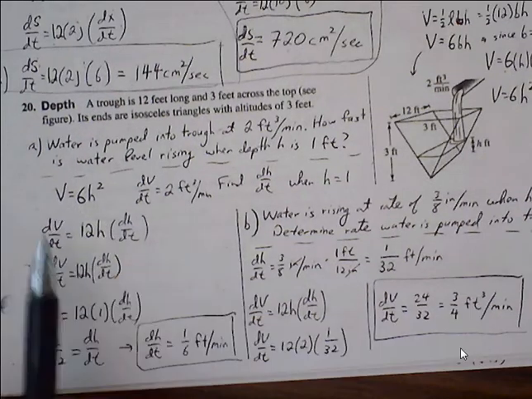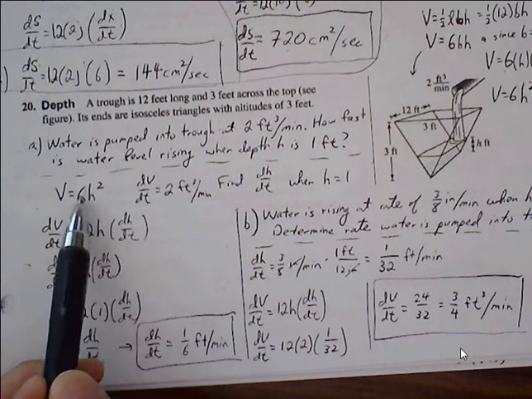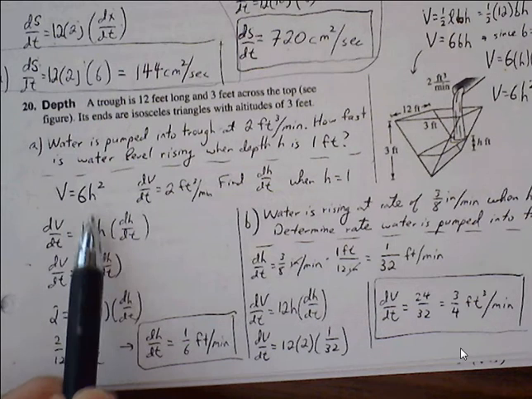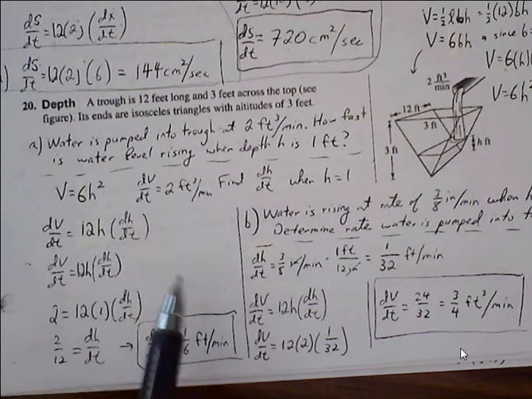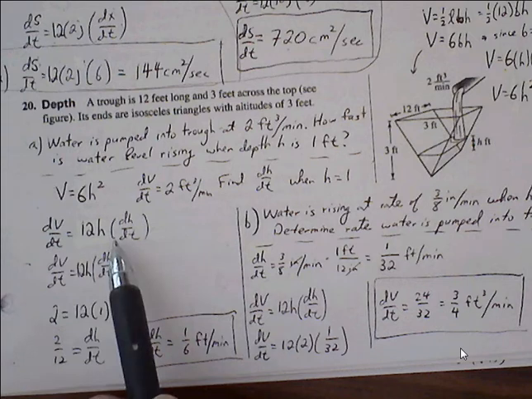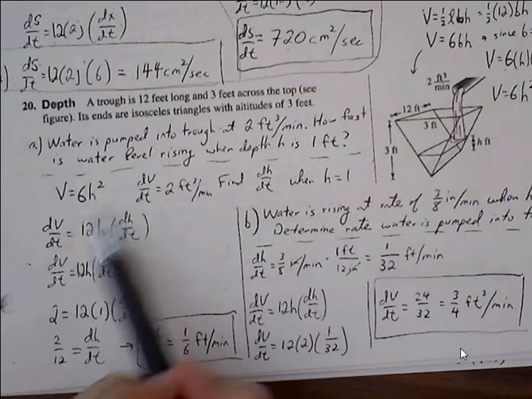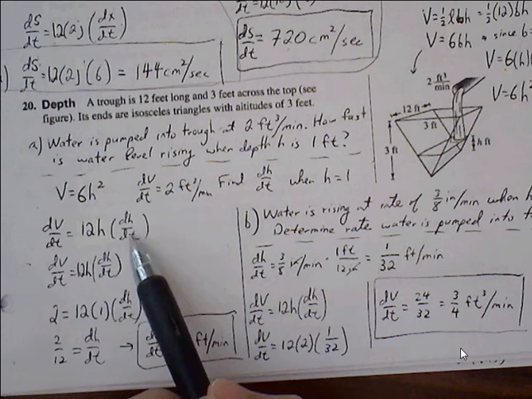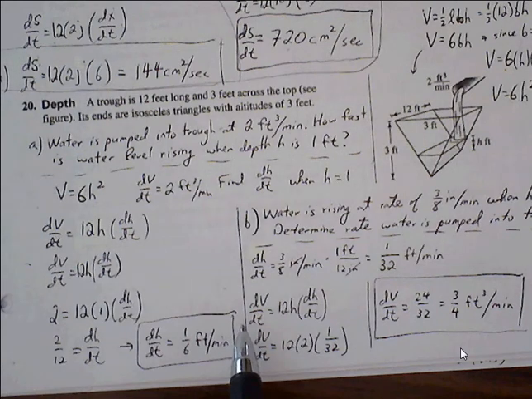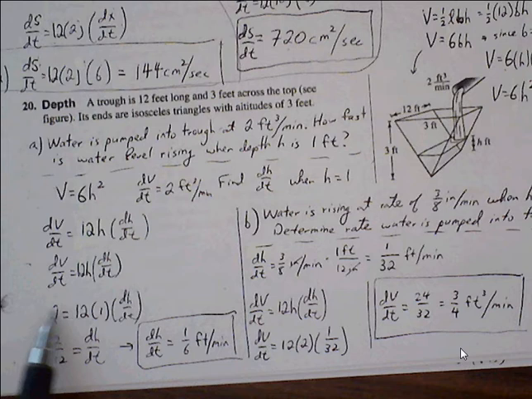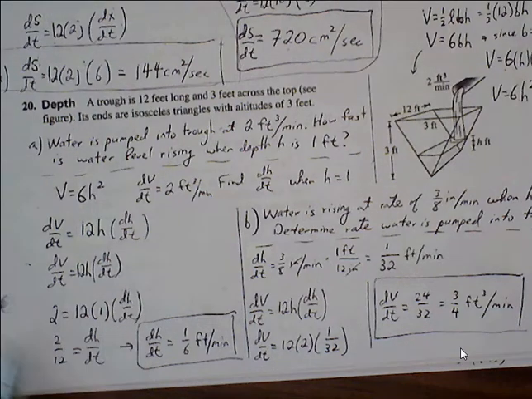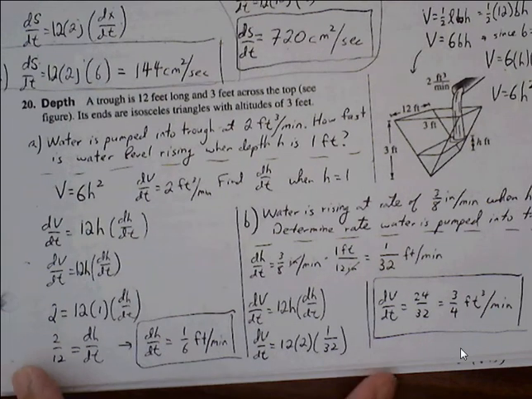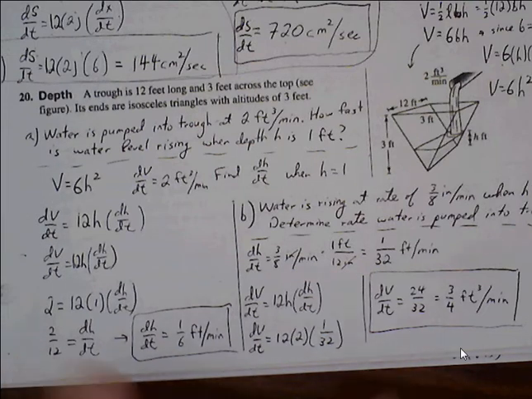So we can go ahead and find the derivative. V becomes dV/dt. 6h squared becomes 12h. We're involving h's derivative, so we attach a dh/dt. So let's go ahead and make our substitutions. dV/dt gets replaced with 2, h gets replaced with 1, and then our missing variable is dh/dt. So 2 is equal to 12 times 1 times dh/dt. Divide both sides by 12. 2 divided by 12 is 1/6. So our dh/dt, or the rate of change of the height of the water, is 1/6 feet per minute.